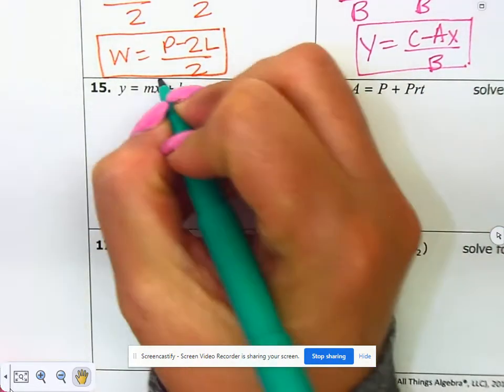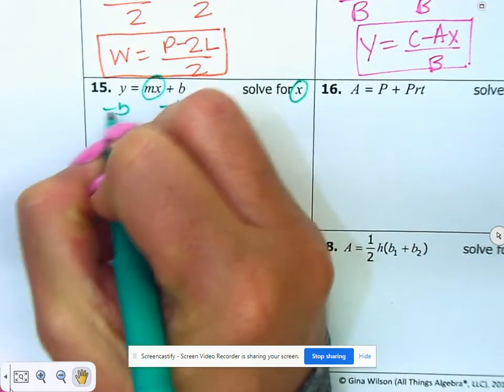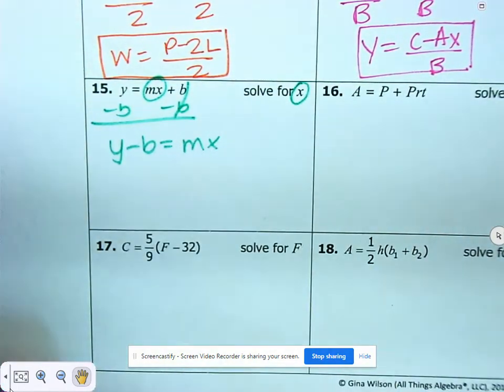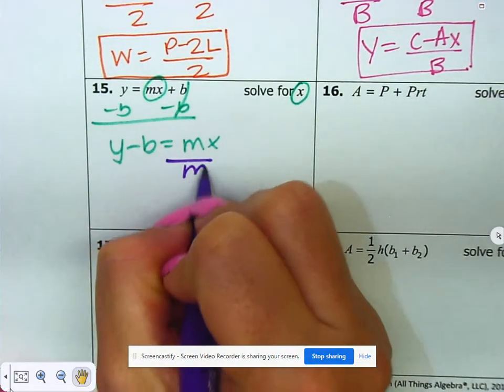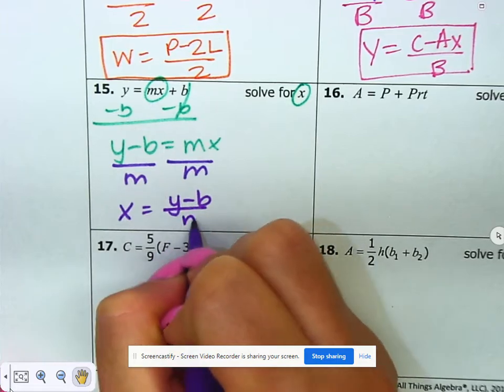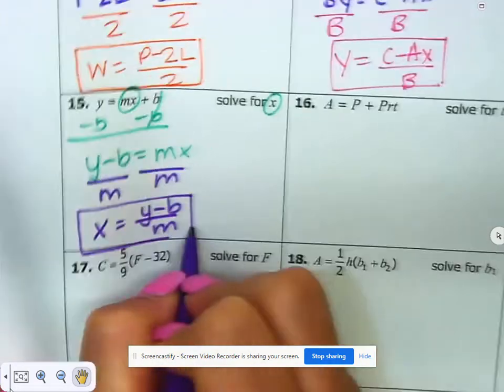All right, 15, solving for x, which is here, so we need to move b first. y minus b equals mx, and then we're going to divide by m, and x is going to equal y minus b over m.